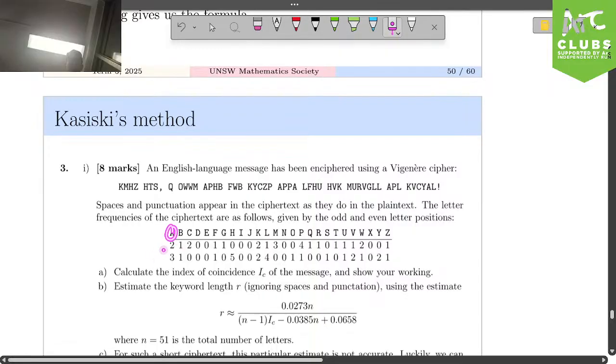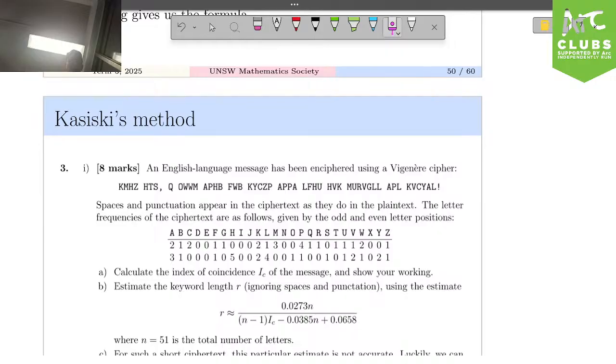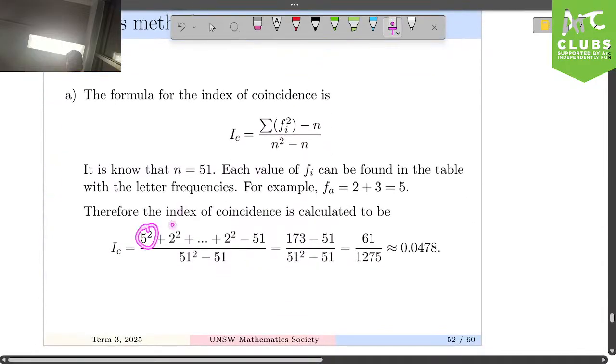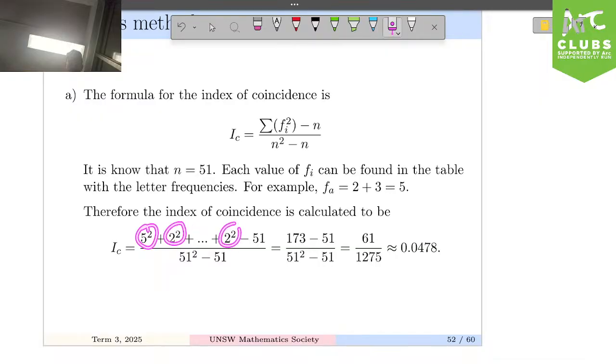How many times does A show up? Well, in the even positions it shows up twice, in the odd positions it shows up 3 times. That's going to be 5 times. So that's where this 5 comes from. So A shows up 5 times, B shows up twice, Z shows up twice, minus 51 because our message was length 51, divide by 51 squared minus 51, and you'll get this as an estimate for your index of coincidence, how likely it is that if you pick 2 elements that they're going to be the same.